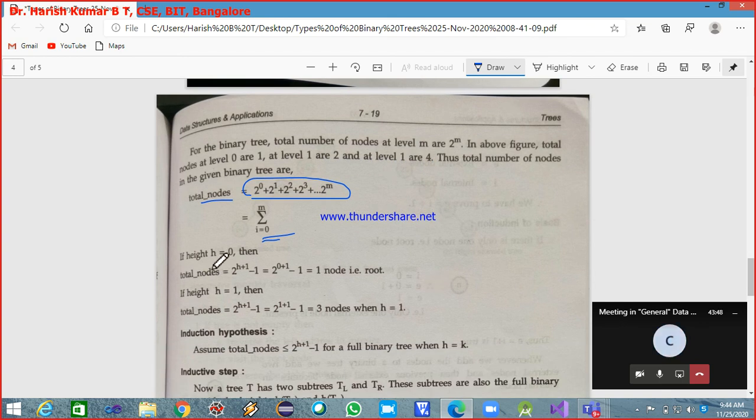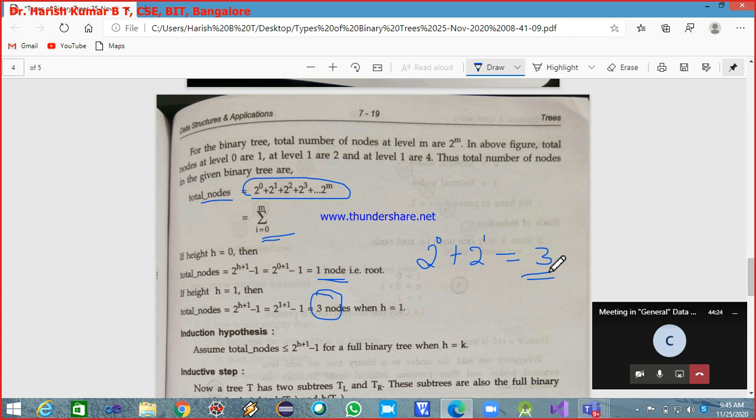Now here, if height h is equal to 0, then the total number of nodes is 1. That is the root node. If height is equal to 1, then the total number of nodes is equal to 3. So how is it 3? Maximum number of nodes at level 0 plus maximum number of nodes at level 1: 2 raised to 0 plus 2 raised to 1, that is equal to 3. Hope you understood?